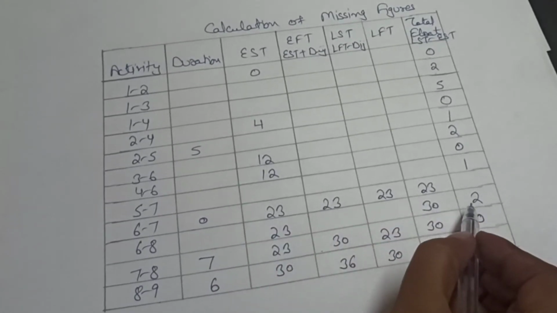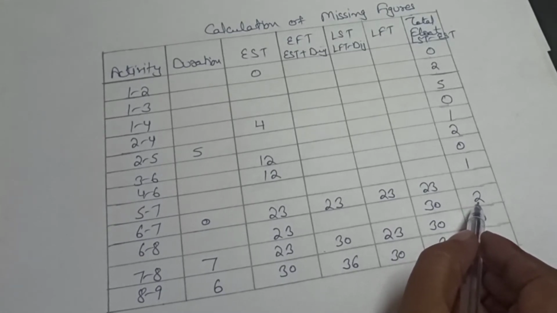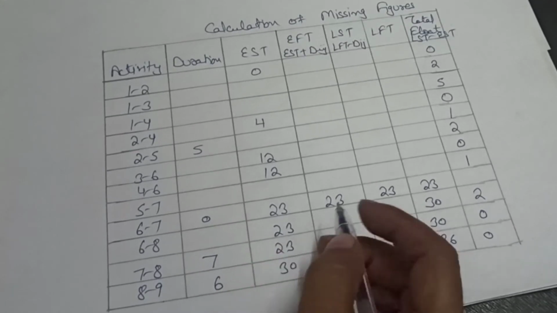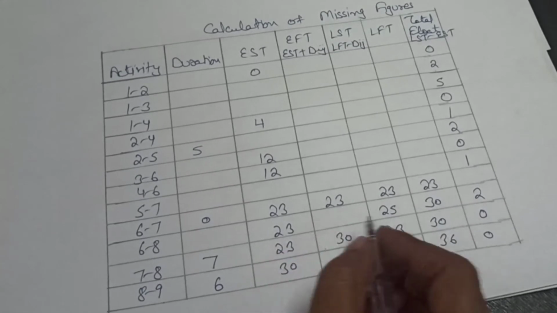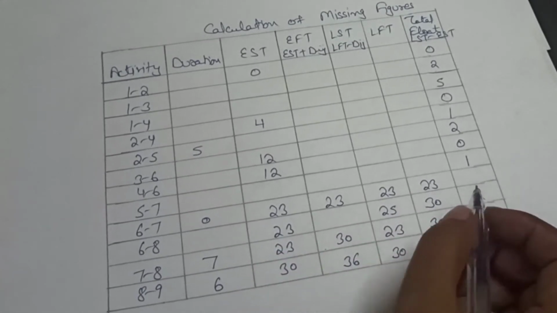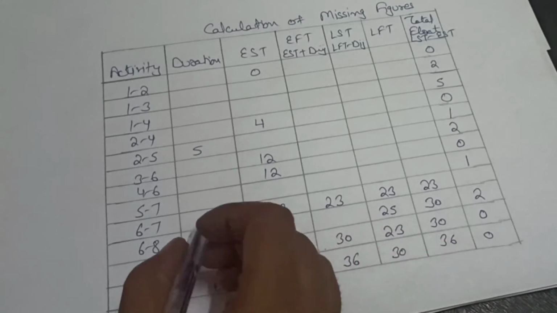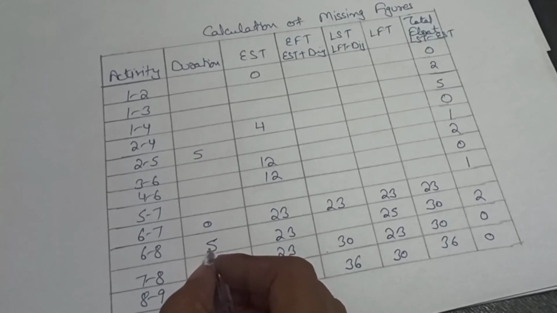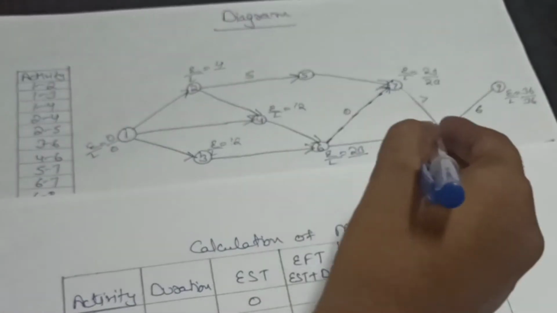Now we have total float equal to 2. So LST minus EST is equal to 2. So we can say if we have EST equal to 23, then LST will be 25 because 25 minus 23 is equal to 2. So 30 minus 25 is equal to the duration. So 30 minus 25 is equal to 5. So 5 is our duration for this activity, 6 to 8.